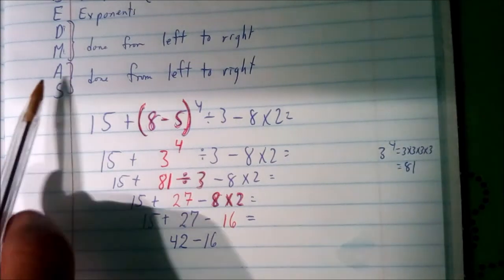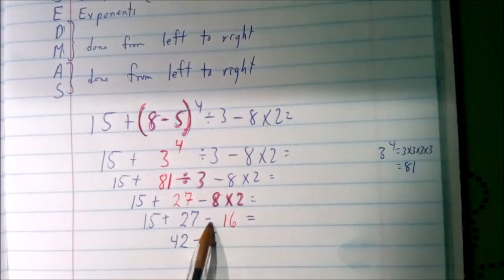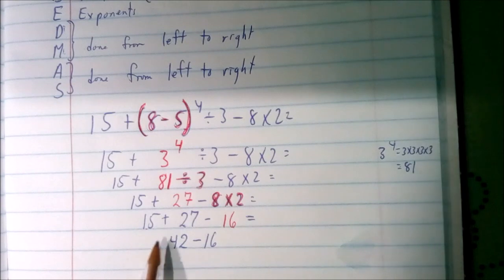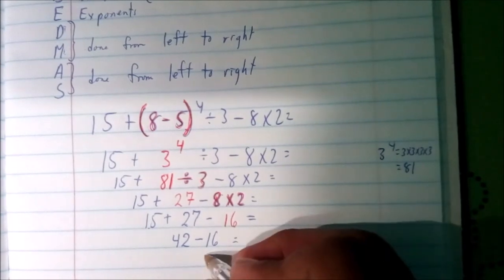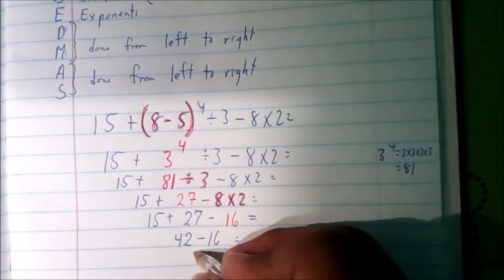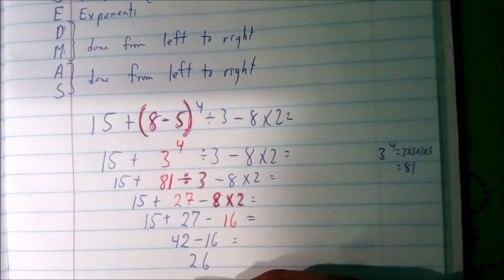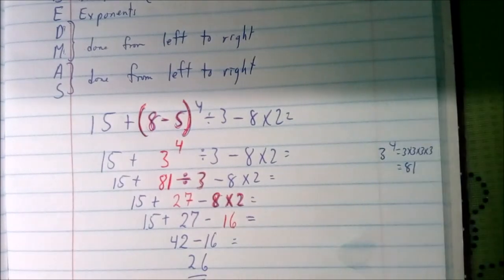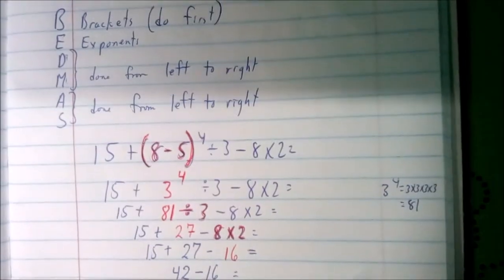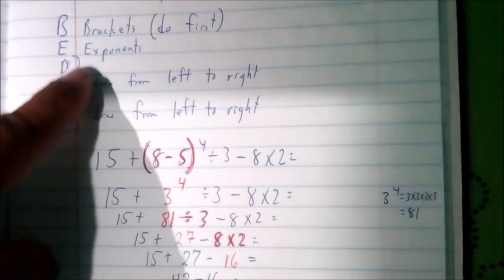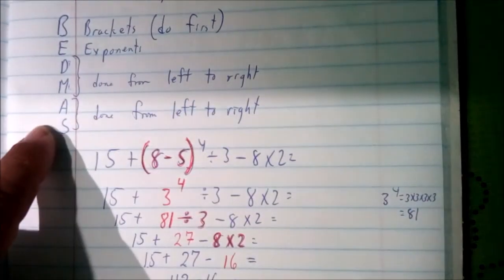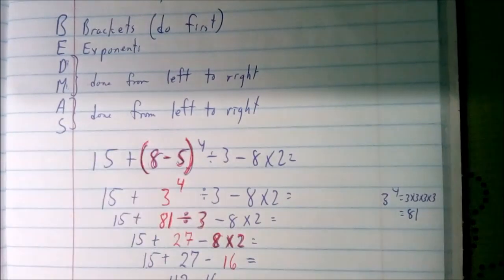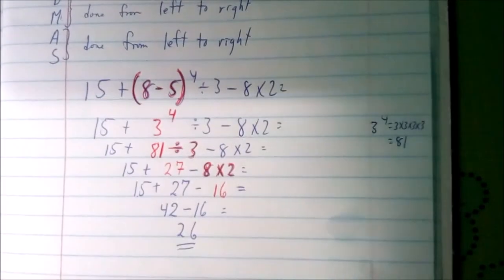We have done all possible addition, or if this subtraction was first, then we would have done subtraction first. Now we are left with 42 take away 16. That gives us 26, and that's our solution. All what we did, we followed BEDMAS. Brackets, exponents, division and multiplication from left to right, addition, subtraction from left to right, and we got our solution.